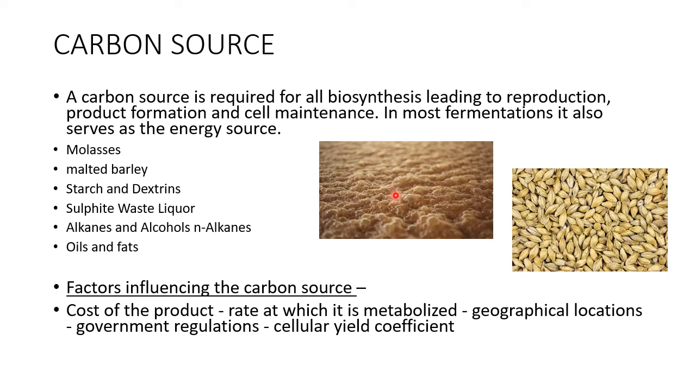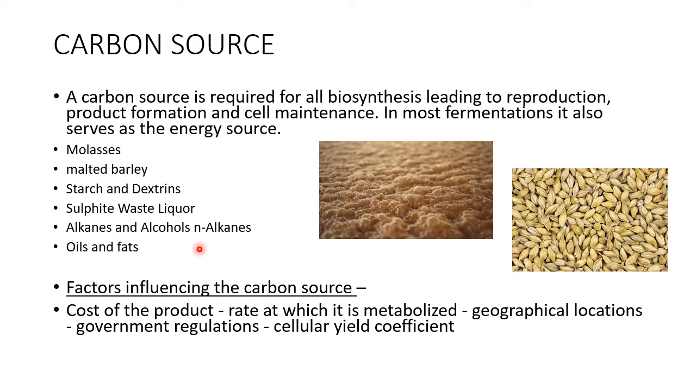So what are the options for carbon source to be used in a crude media? First is molasses. Molasses is a byproduct, left over as waste after processing of the sugarcane in the sugar industry. Then malted barley, then starch and dextrins, sulfate water liquor, alkanes and alcohols and alkenes, and oils and fats. These are some options for carbon source to be used in crude media.